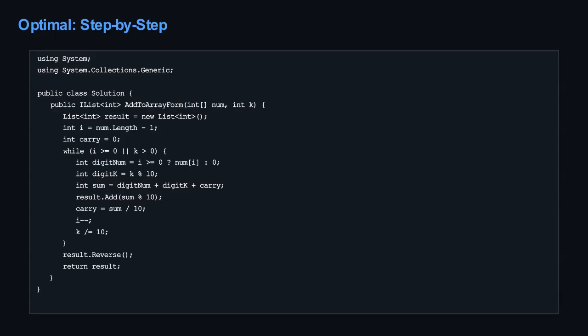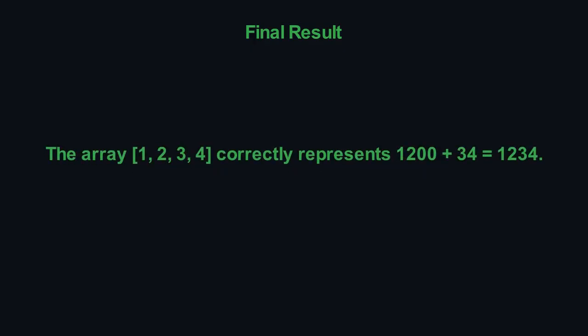No final carry. The result list is 4, 3, 2, 1. Reverse it. After reversing, our final result is 1, 2, 3, 4. This correctly represents the sum 1234, demonstrating how processing digit by digit handles potentially massive numbers without overflow issues.